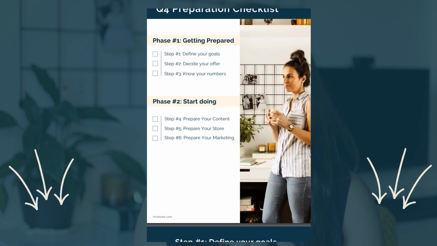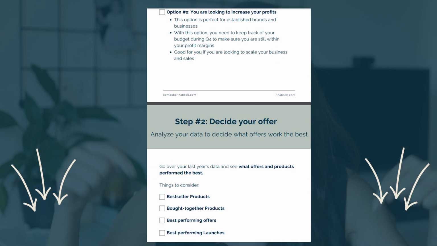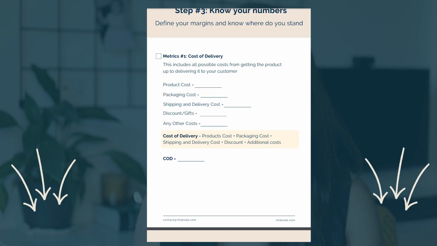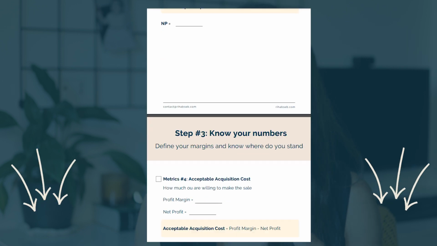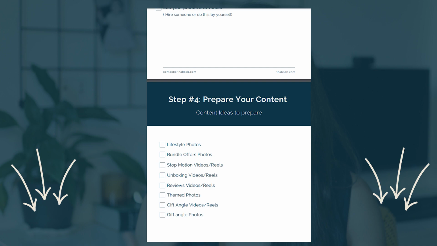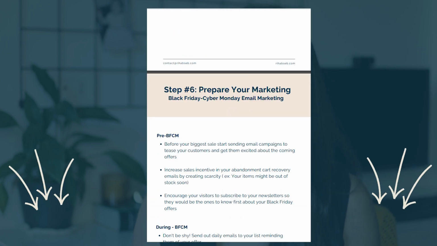And most probably during these holidays, you will be offering some kind of discount. So make sure to include this as part of your cost to make sure that your numbers are right. If you feel a little bit frustrated about all of these numbers, and this is totally fine, make sure to download the checklist I have included in the description below, because inside of the checklist I have shown you how to calculate each of these numbers, and I have given you some recommendations of how to do that.